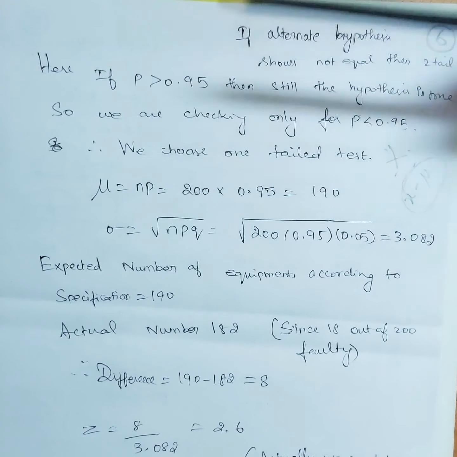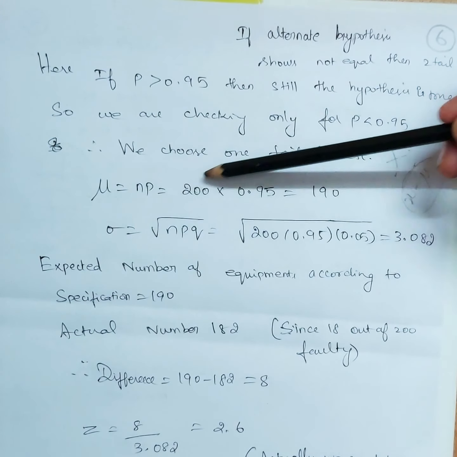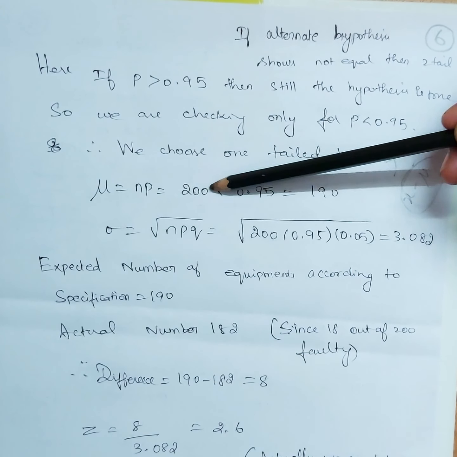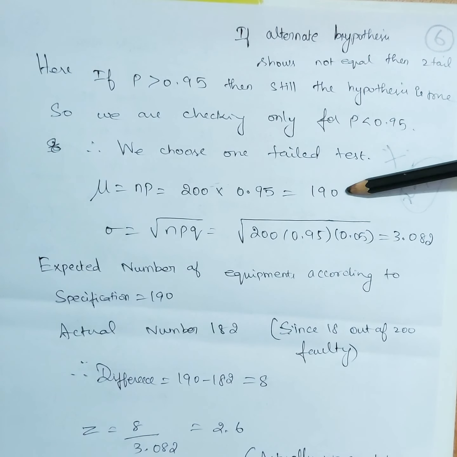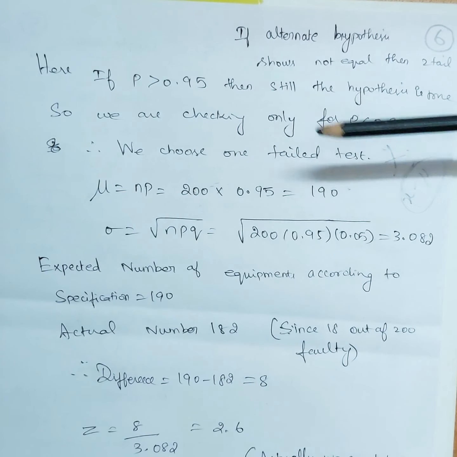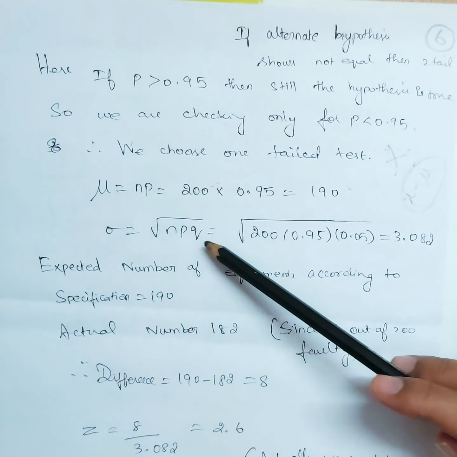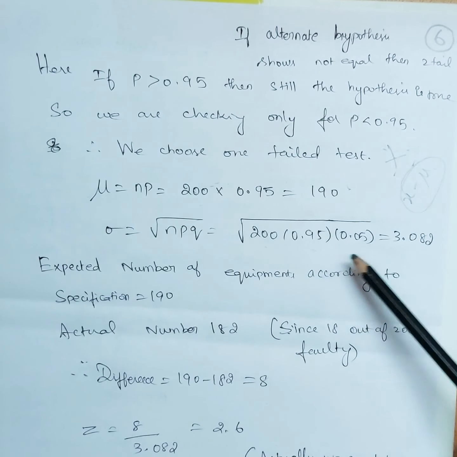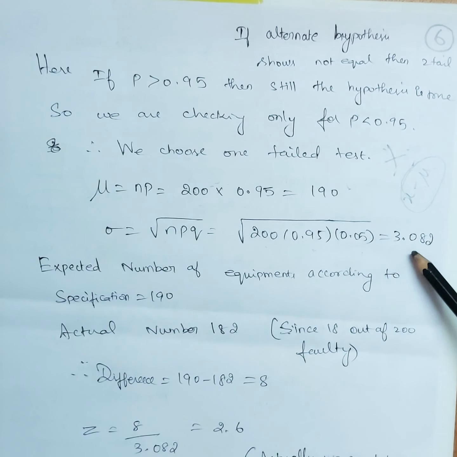So mu we will find first. Mu is equal to NP. Same formula. N is 200, the sample we are checking. So 200 into P, which is 0.95, we got 190. And sigma is root of NPQ. So N is 200, P is 0.95, Q is 0.05. So we got 3.082.